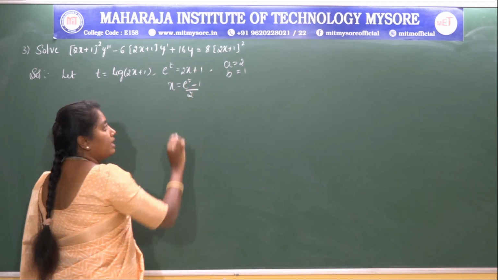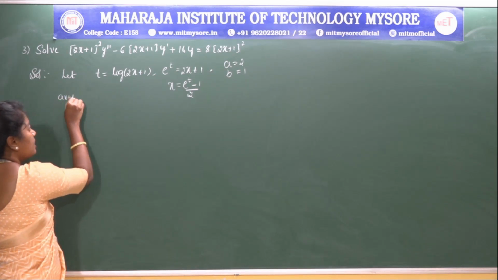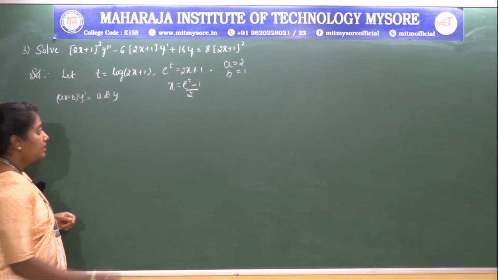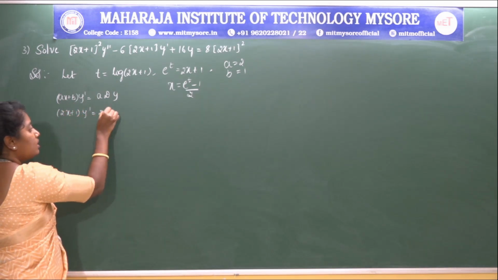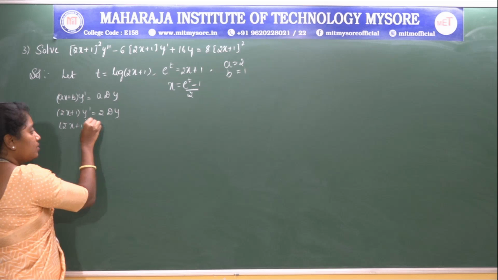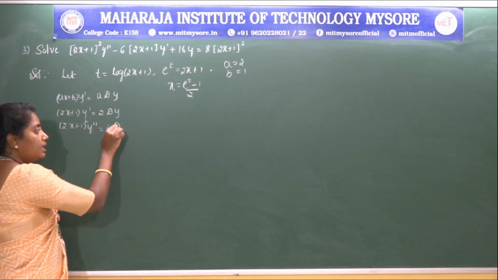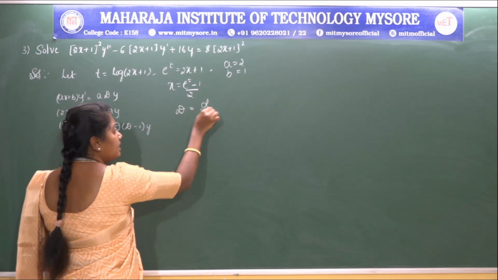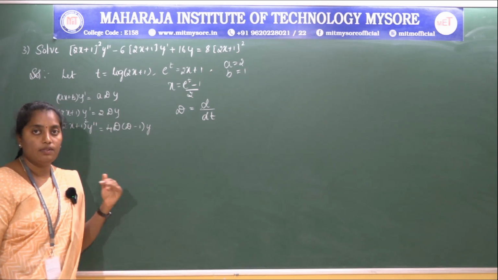The derivative substitutions are: (ax + b) y' = a Dy, that is (2x + 1) y' = 2 Dy. Similarly for the second order, (2x + 1)^2 y'' = 2^2, that is 4 D(D - 1) y, where this capital D refers to d/dt, the derivative with respect to t.